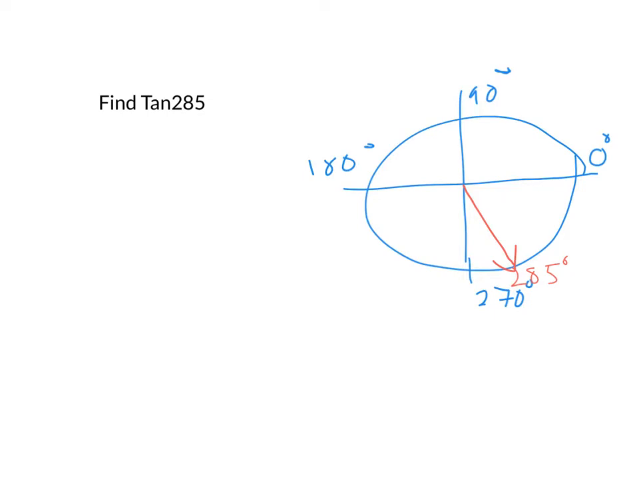The next thing that we need to remember now is what sign tan of 285 degrees is going to have. So all of them are positive in the first quadrant, then sine is positive, then tan, and then cos. Remembering our mnemonic, all students trust calculators. So if the cos is the only one that's positive in this quadrant, then that means that tan of 285 degrees is going to be negative.